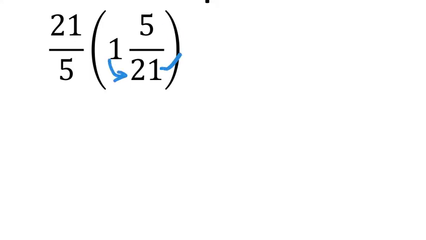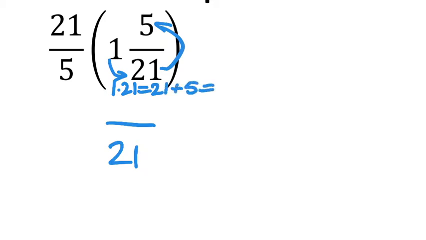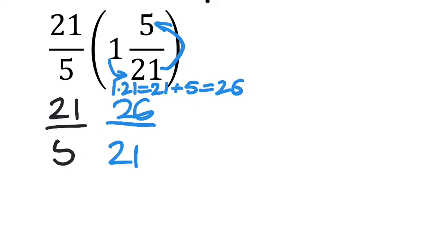So we're going to use the cycle method on this one. The denominator is not going to change, but in the numerator I'd have 1 times 21, which is 21. Then add another 5 in the numerator, which makes that 26. So I end up with 26 twenty-firsts. The 21 fifths, yeah, that didn't change at all. It's already an improper fraction.